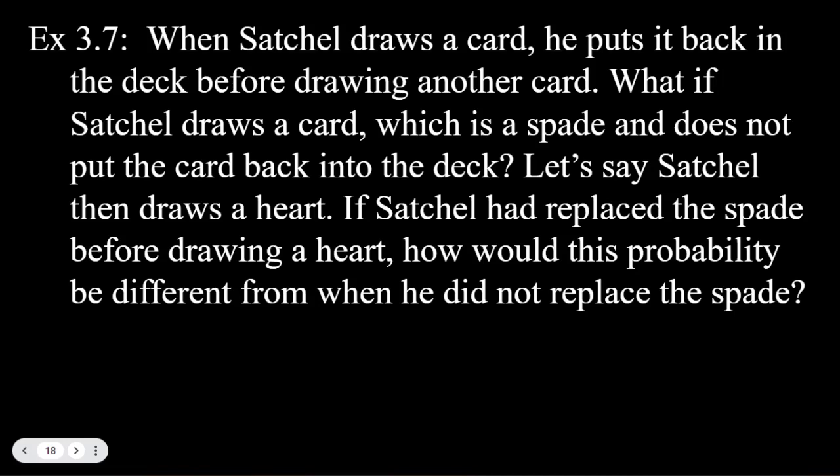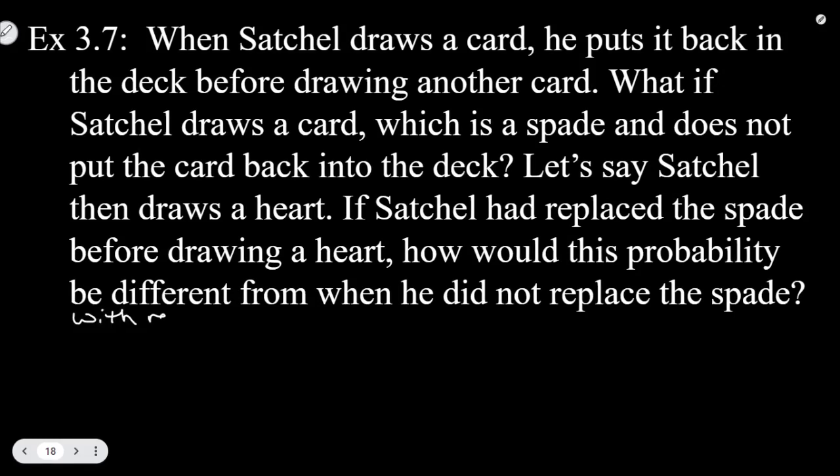Example 3.7. When Satchel draws a card, he puts it back into the deck before drawing another card. What if Satchel draws a card, which is a spade, and does not put the card back into the deck? Let's say that Satchel then draws a heart. If Satchel had replaced the spade before drawing a heart, how would this probability be different from when he did not replace the spade? This leads us into a phrase called with replacement, and we also have without replacement. What if Satchel draws a spade and does not put the card back into the deck? That's without replacement, the second one.